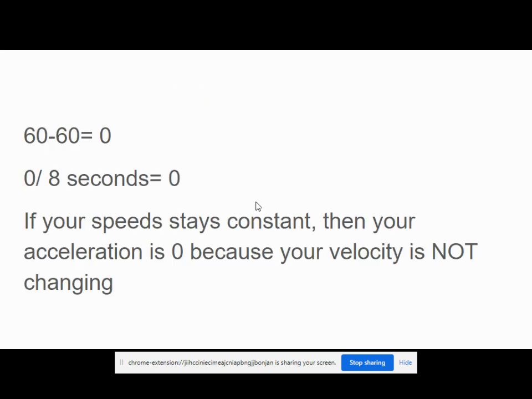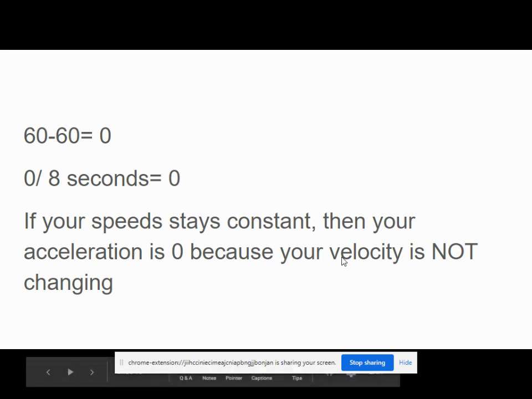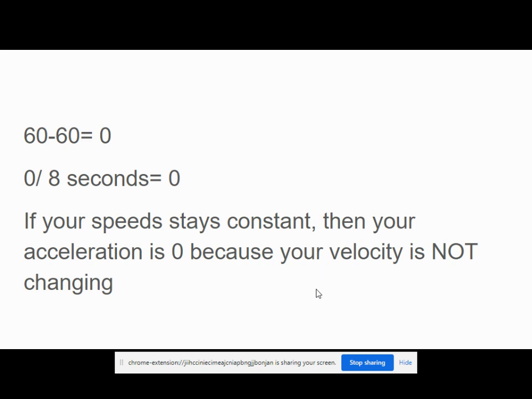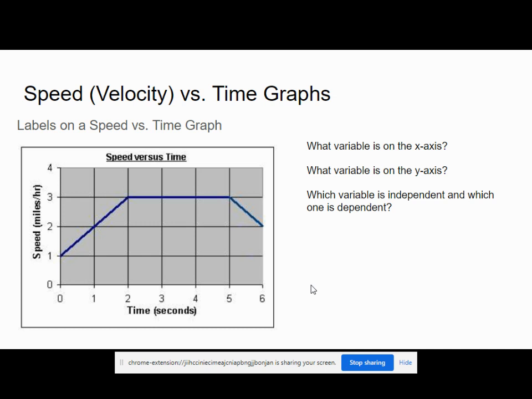All right. So if you have an acceleration of 0, that does not mean your velocity is 0. It just means that you have no change in velocity. So, a constant rate.